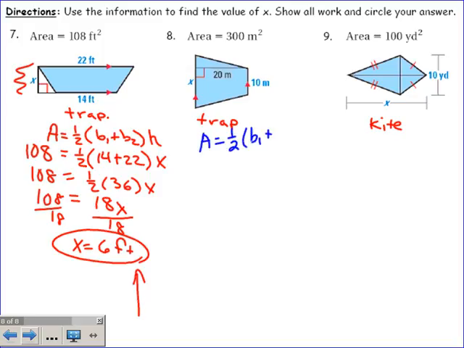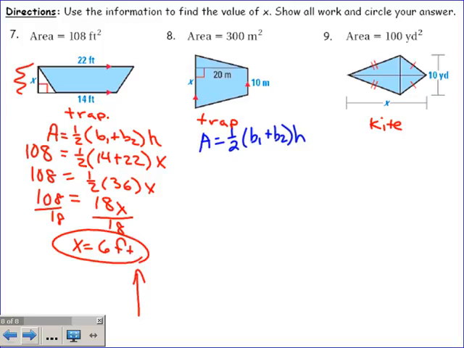1/2 times base 1 plus base 2 times the height. Okay? What do we know? This one is particularly hard. This is the one that people will miss on the test, on the quiz on Monday, and on the homework. Okay? So please pay attention.